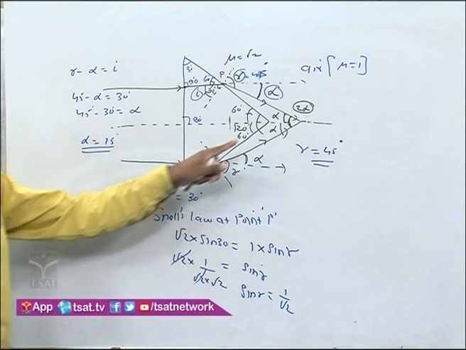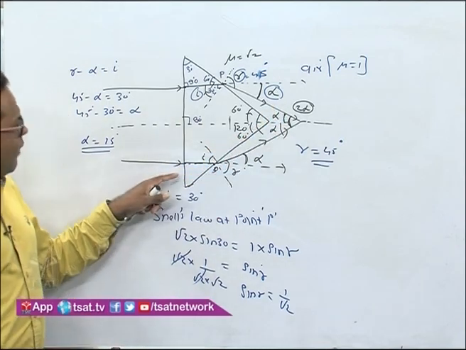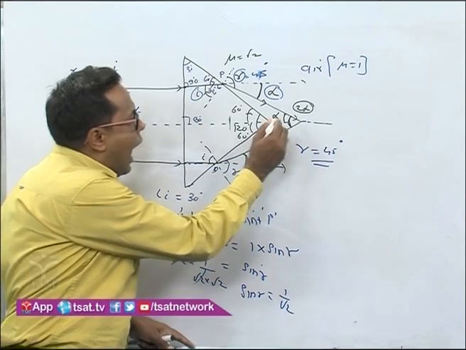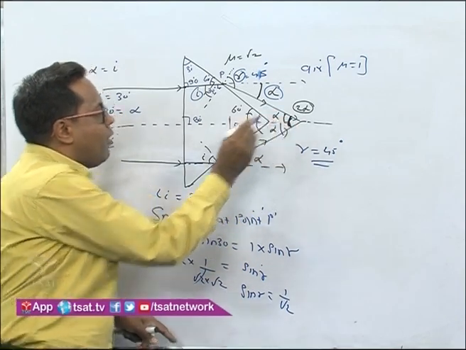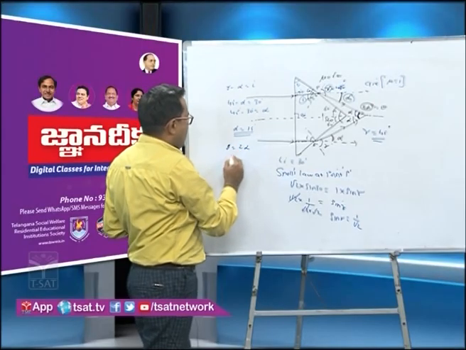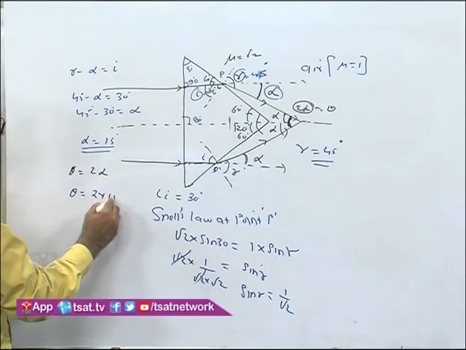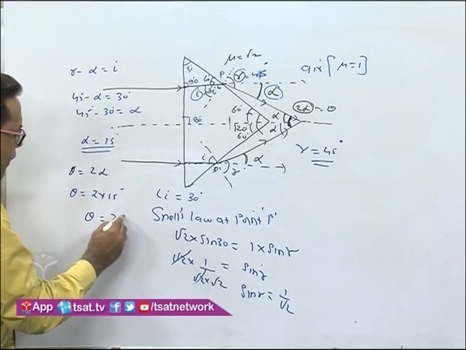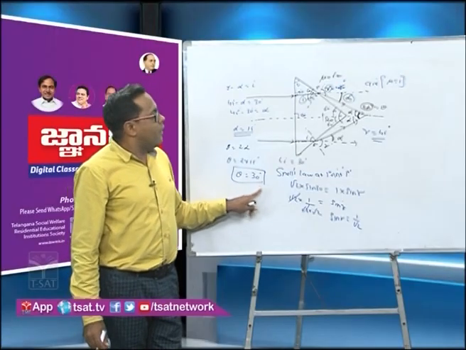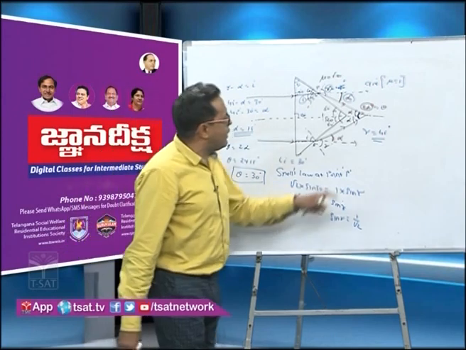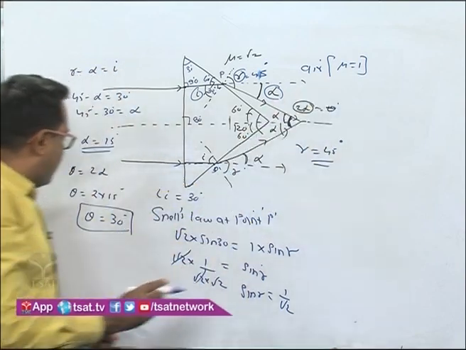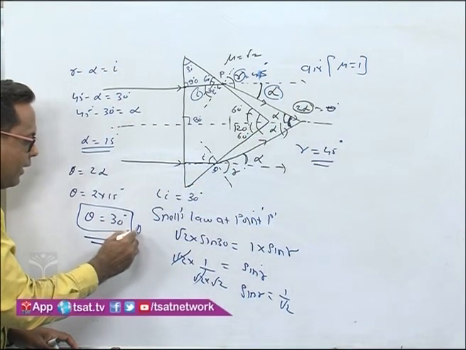Now we have the value of alpha as 15 degrees. Since this ray is symmetrically the same as this ray, this alpha will also be 15 degrees. Therefore the angle between these two emergent rays, which I take as theta, is equal to 2 alpha, that is 2 into 15 degrees, so theta is equal to 30 degrees. This is the final answer.